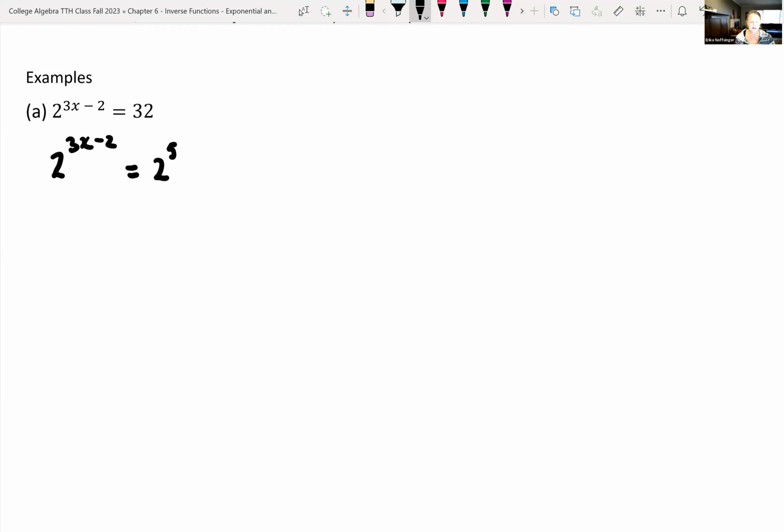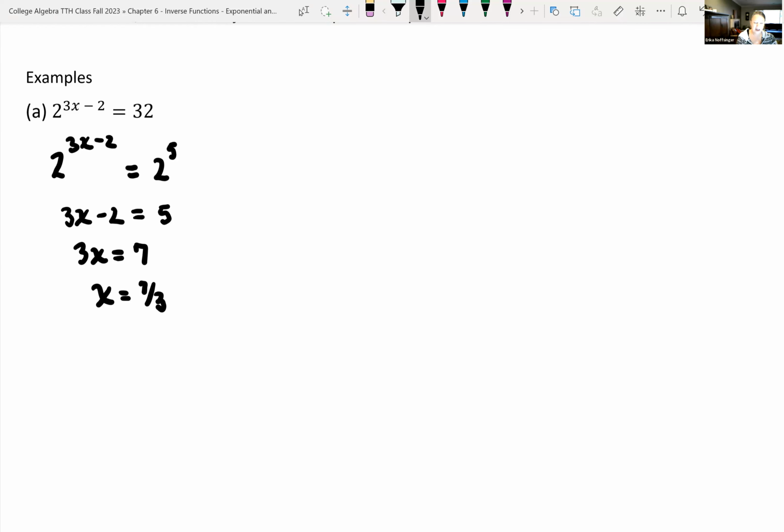So we just manipulated our bases to be the same, and so now we can use that rule and set our exponents equal to each other. So we have 3x minus 2 is equal to 5. So this is a linear equation. So we think about how we solve linear equations. We're going to isolate our variable. So let's add 2 to both sides of our equation. So we get 3x is equal to 5 plus 2, which is 7. And then we're going to divide both sides by 3. And so x is equal to 7/3.